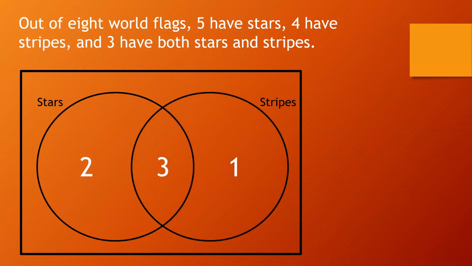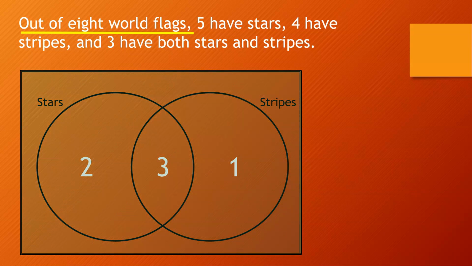So now we need one more number in our Venn diagram. We need to know how many flags are still within the rectangle, still in the universal set, however, outside of the circles, meaning they don't have stars, they don't have stripes. And to figure that out, we're going to look at how many are in the universal set. That's 8 in all.